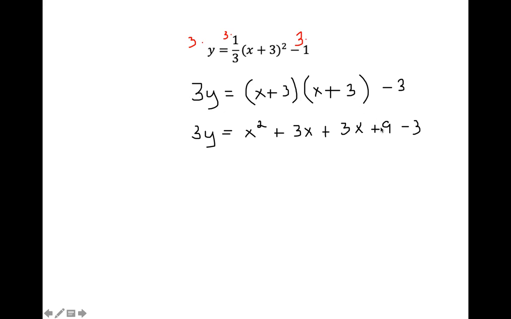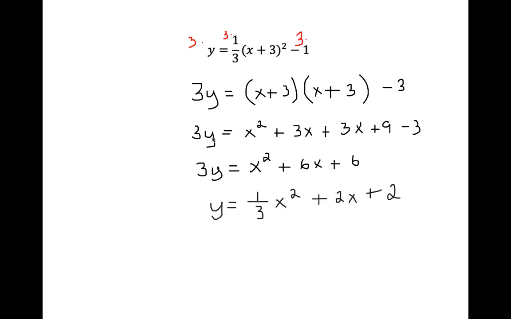Okay, now I'm going to take what I have and clean it up. 3x plus 3x here in the center is equal to 6x. And 9 minus 3 is equal to 6. I'm almost finished. I have y isolated. I just need to isolate y. So I'm going to divide everybody by 3. And when I do, this becomes 1 over 3 x squared. This one becomes 2x. And this one becomes 2.